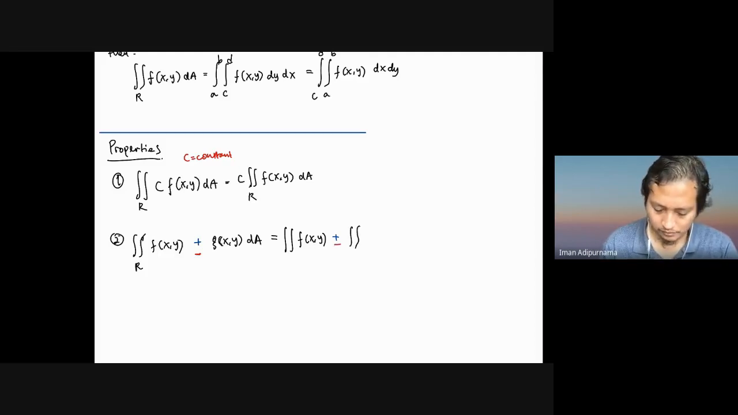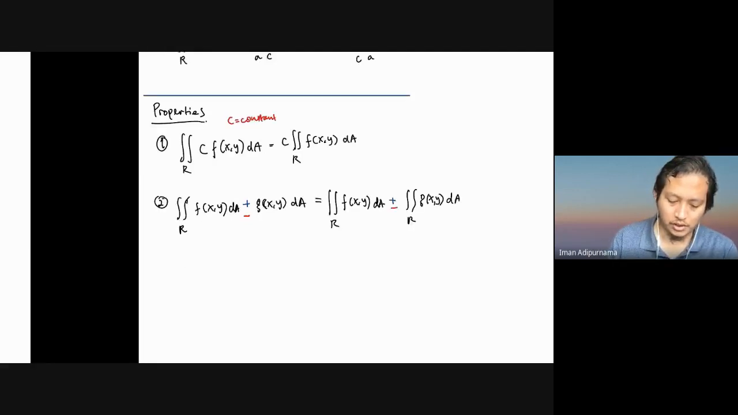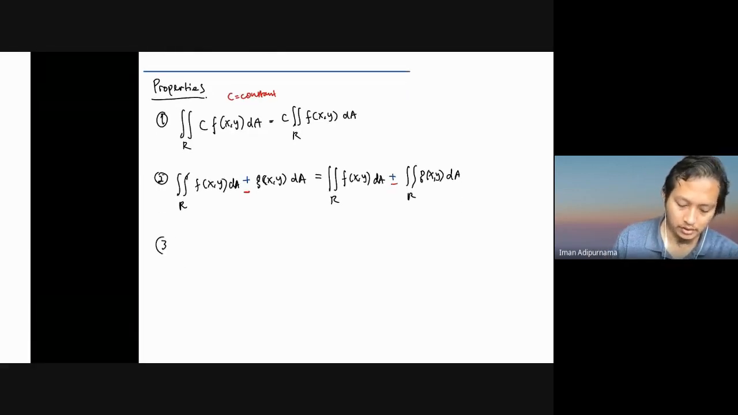Forget the R. So you can separate. I think this is already in common with Calculus 1, so I will just skip that. I think number 3 is important for the multiple integrals.